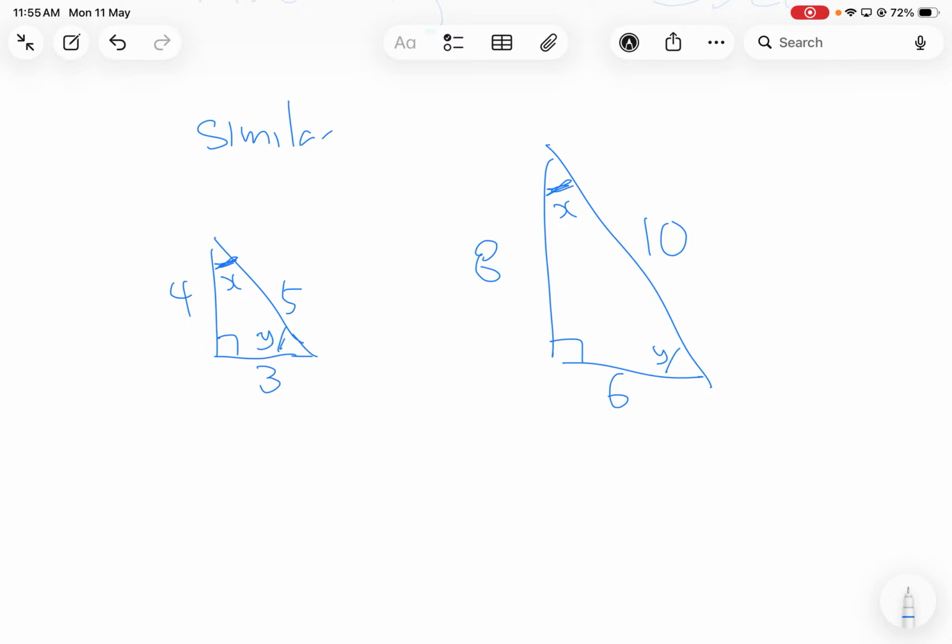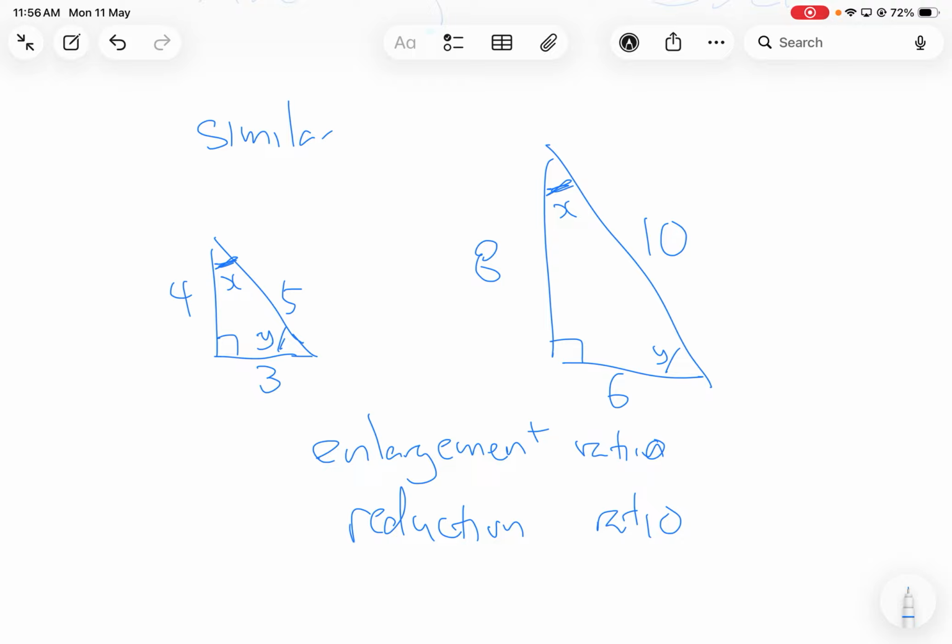If the shape is the same, they are similar, it means that every side must multiply by the same enlargement ratio. Okay? When it is larger, we call it enlargement. When it becomes smaller, we call it reduction. But the ratio is always the same. Whatever number I multiply, I must multiply the same to all the three sides. Okay? So that is the introduction. Now let us take a look at the questions.